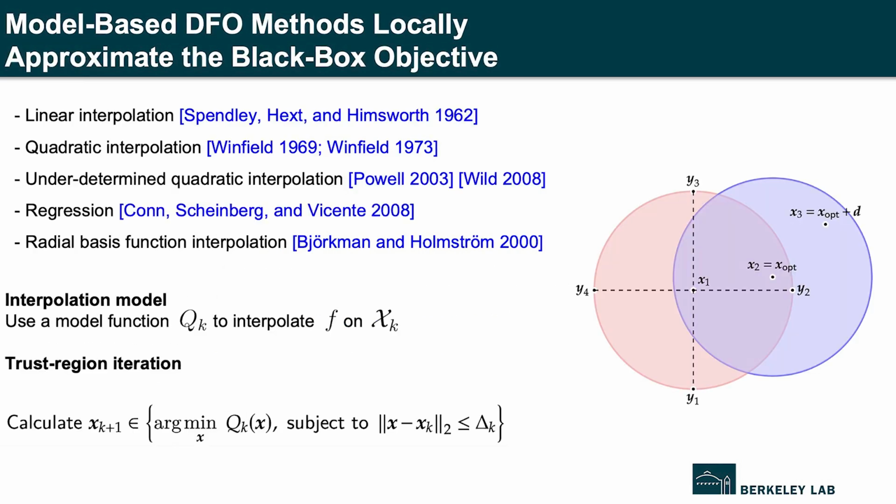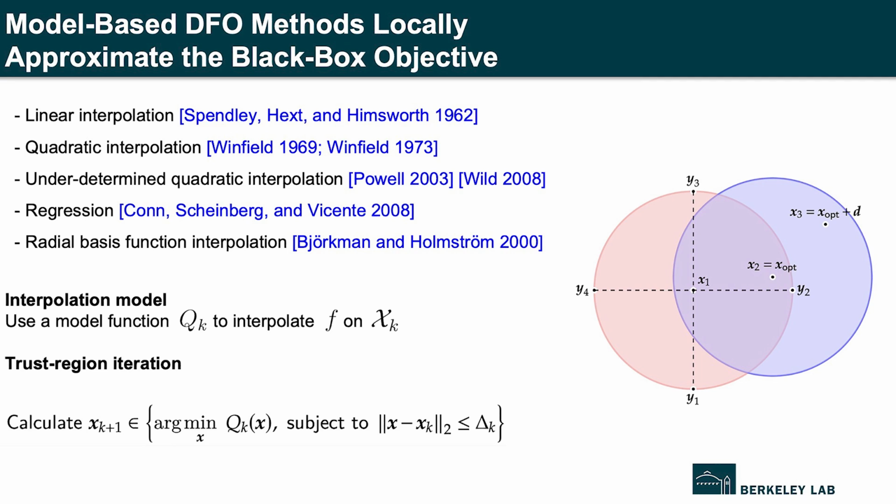So with a long history, there are different types of DFO methods, and model-based trust-region DFO methods are one of the most popular methods. The main idea of it is to iteratively minimize the model function locally in a corresponding trust region to find the next iteration point at each iteration.